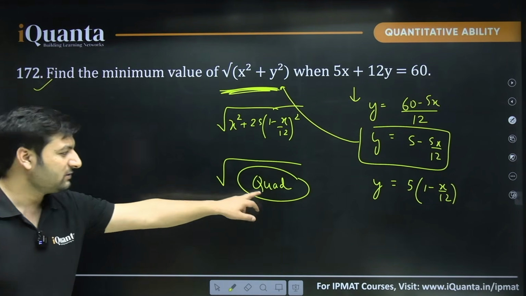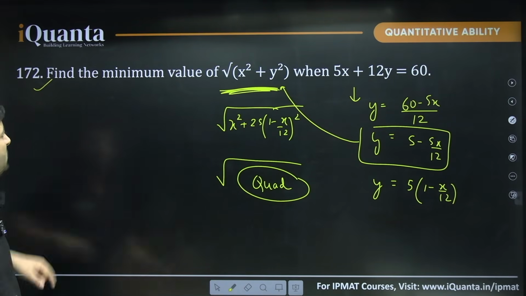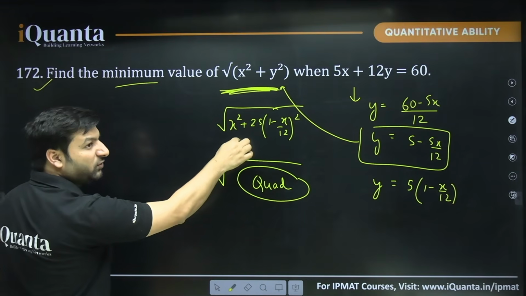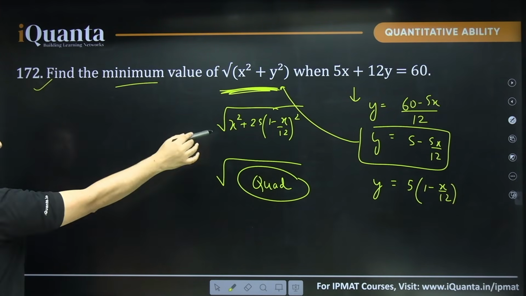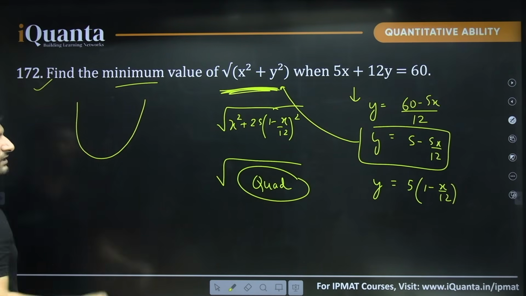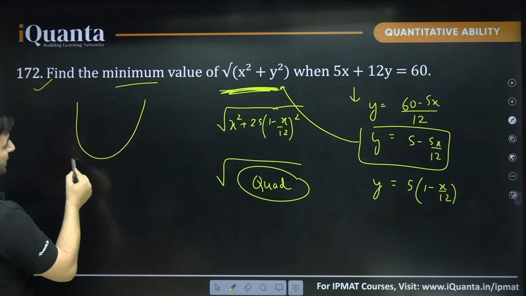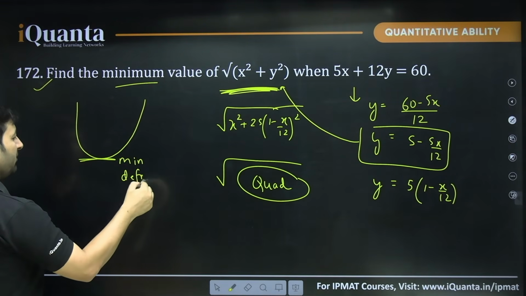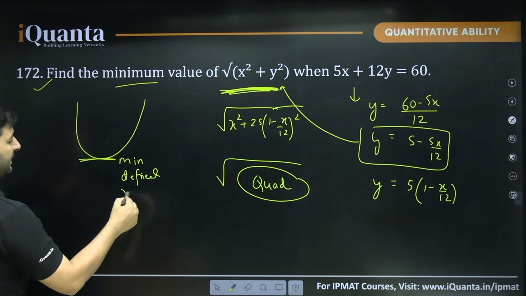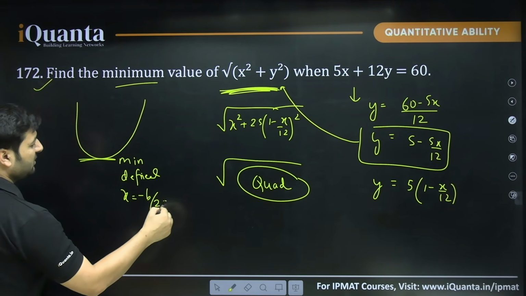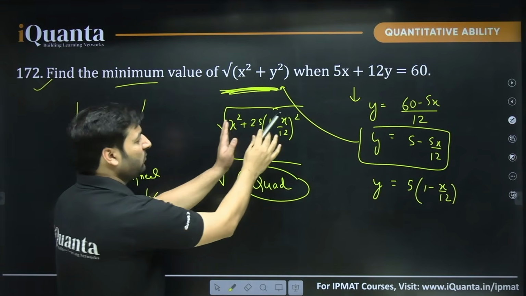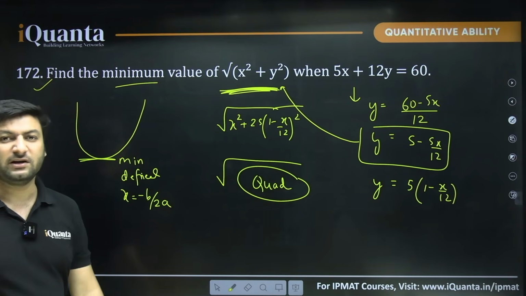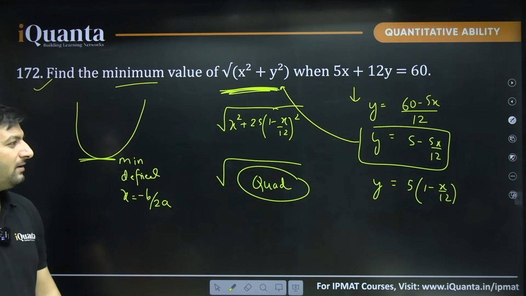It is going to be a quadratic equation inside, and because you want the minimum of it, obviously this is going to be a quadratic equation which will have a positive coefficient of x square. When you have a positive coefficient of x square, the graph of the quadratic equation is an upwards parabola, and the minimum is defined. And at what value do you have the minimum? At x equal to minus b upon 2a. So you just have to solve this entire quadratic equation, calculate minus b upon 2a, push it back into the equation, and you will get the minimum value of this. Okay, but this is the long way.